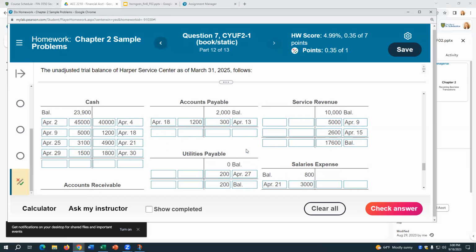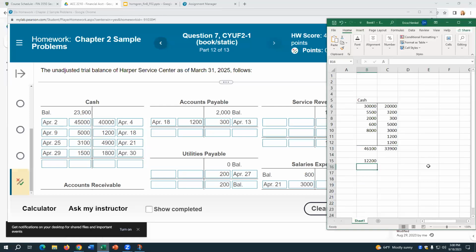But let's talk really quick about how we do this when we've got debits and credits. What you're going to want to do is make a total of all the debits and a total of all the credits, and then net them against each other. So here for cash, I started out with 23,900. Then we added in 45,000 at one point, we added 5,000, we added 3,100, and we added 1,500. So we had total debits of 78,500. Now I'm not going to put those over here because what they want here is just what the ending balance is.